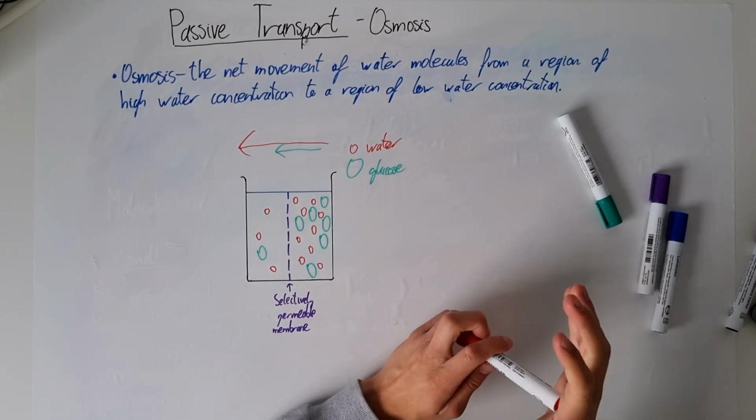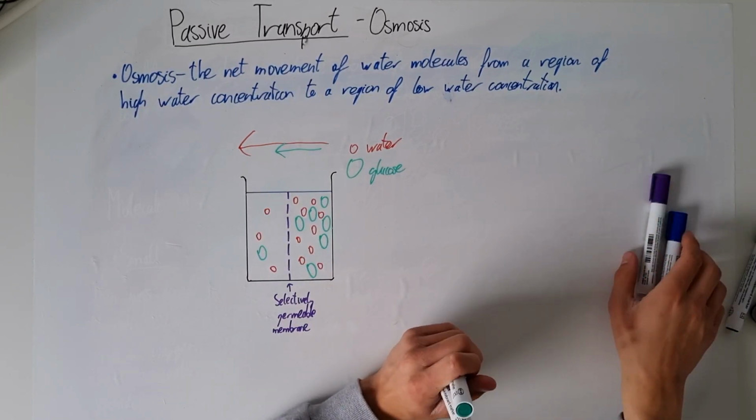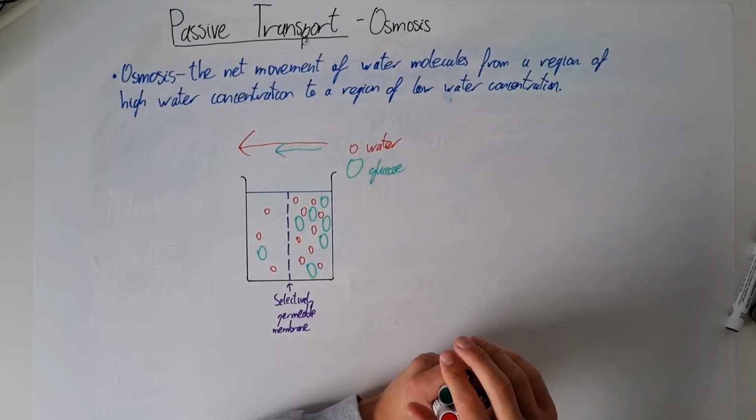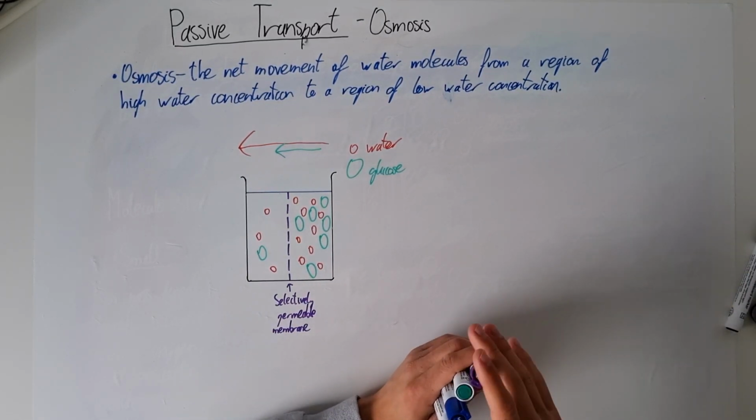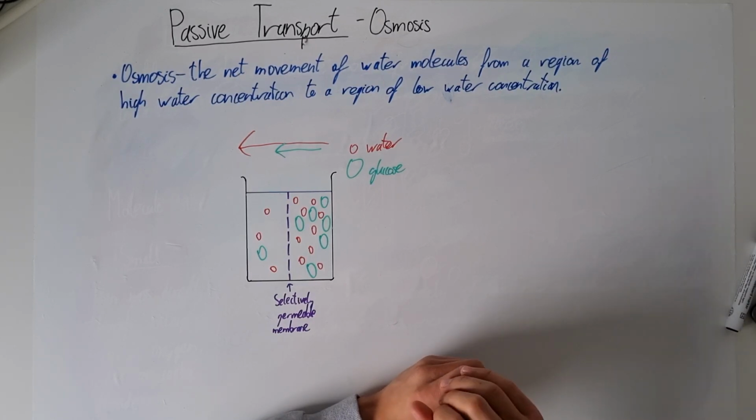So now, more importantly, osmosis happens all the time in cells for lots of different processes, which we'll look at throughout this course. So I just need to show you what we're going to look at now, which is the effect of osmosis on different cells. So let's go ahead and take a look at that now.